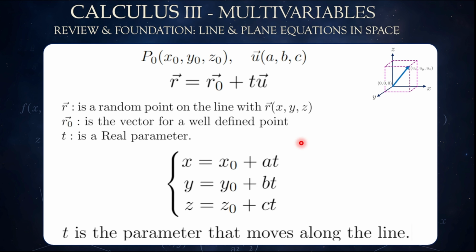Then the parametric equation of that line is given by the following. x equals x0 plus at. Again, x0 belongs to the point, that's the first coordinate of the point, and a belongs to the vector. y equals y0 plus bt, and z equals z0 plus ct. x0, y0, z0 are the coordinates of the point P0, and a, b, c are those of the directional vector. t is the parameter that moves along the line.